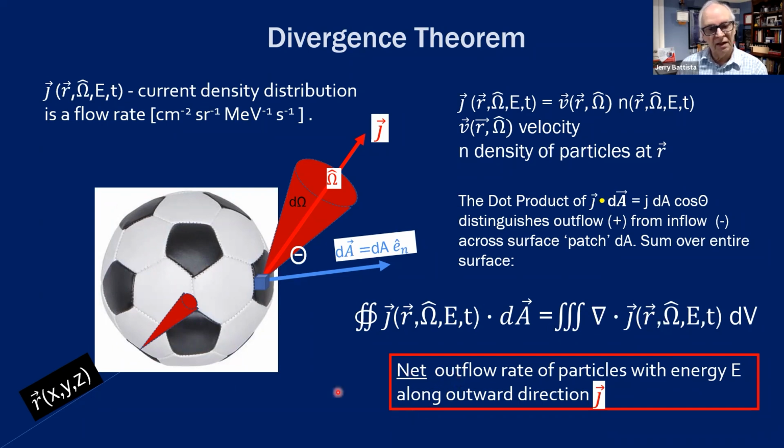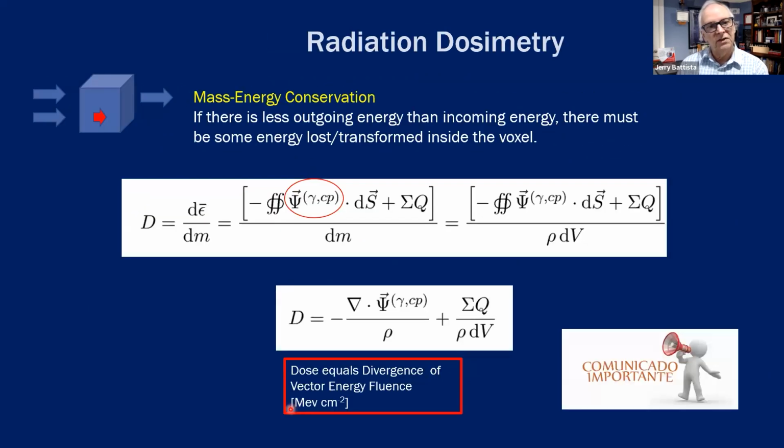And if you remember that if we were doing doses, in and out flows determine the dose. So it's possible to set up a mass energy conservation equation and look at the net outflow, and you get a dose. And you can use divergence theorem, which is much simpler than this mess, to calculate that.